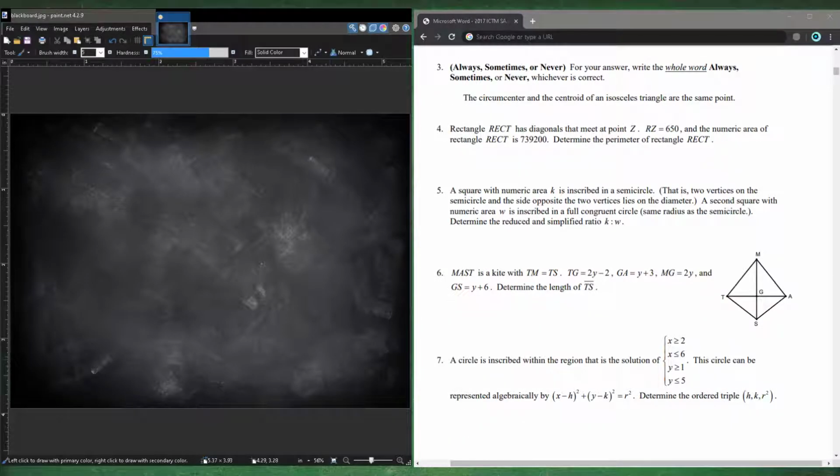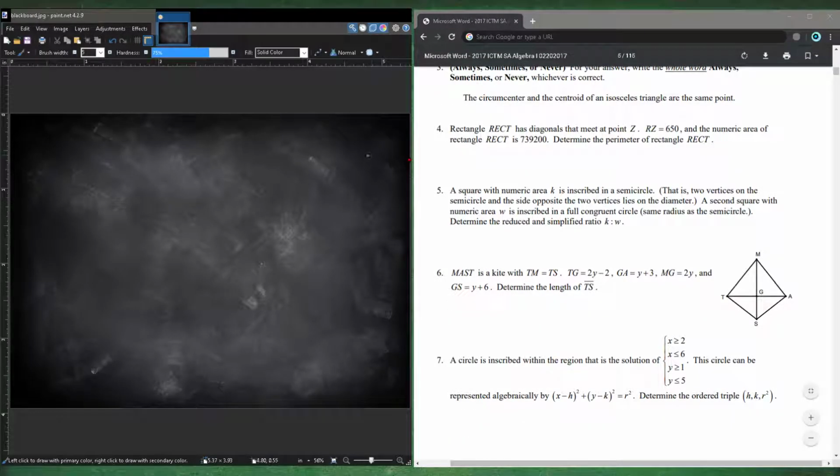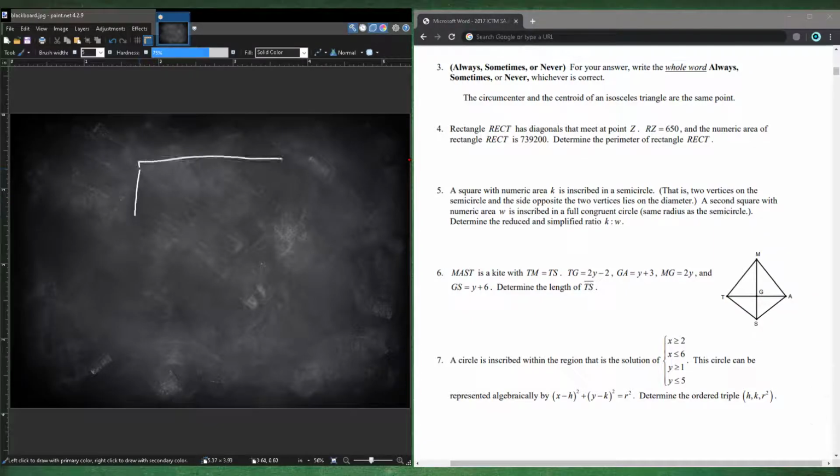Number 4, rectangle RECT has diagonals that meet at point Z. So let's kind of draw that out. They meet at point Z. So RZ is 650. If half the diagonal is 650, that means the full diagonal is 1300. And the numerical area of RECT is 739,200.